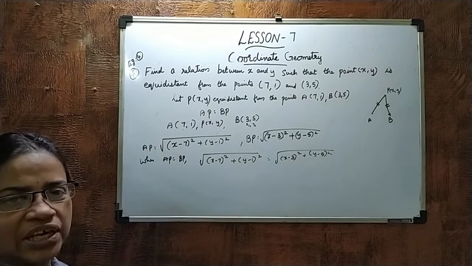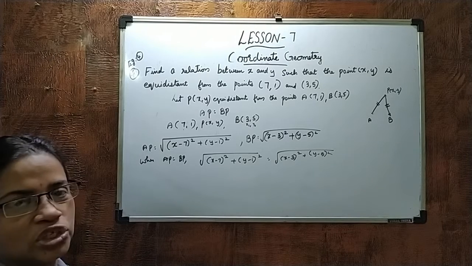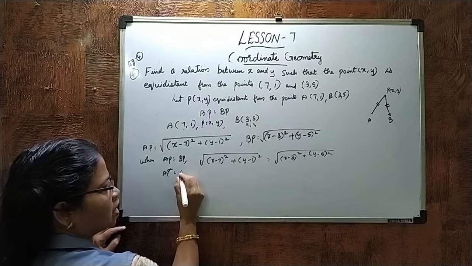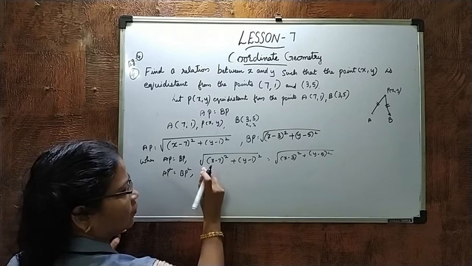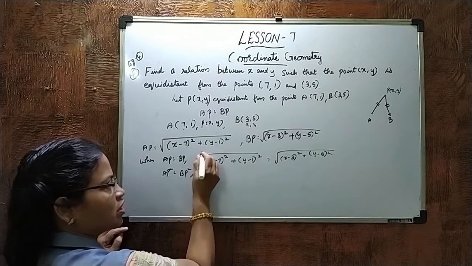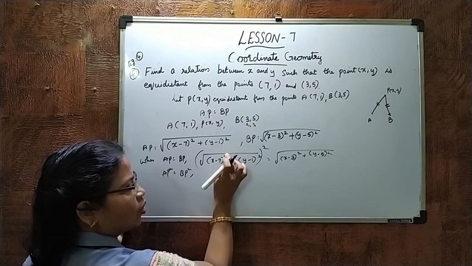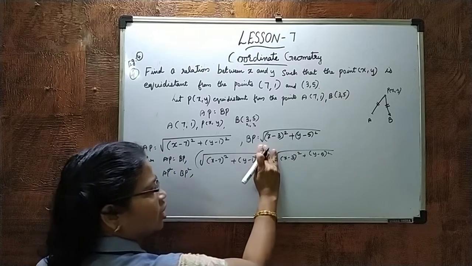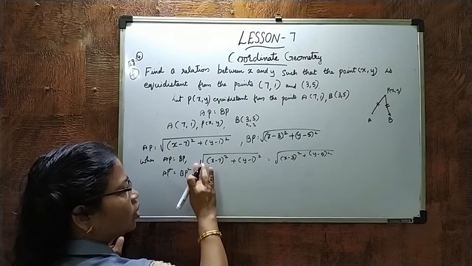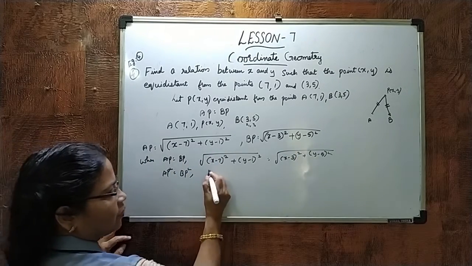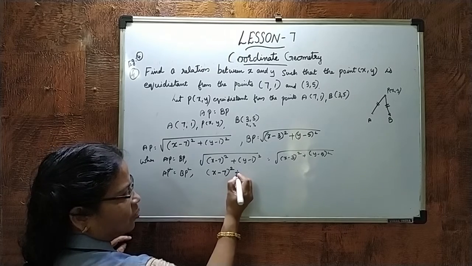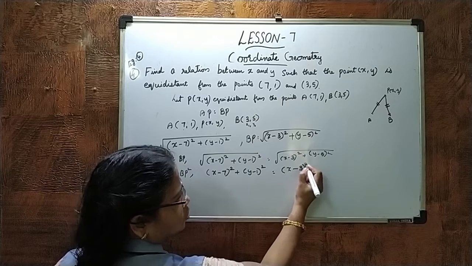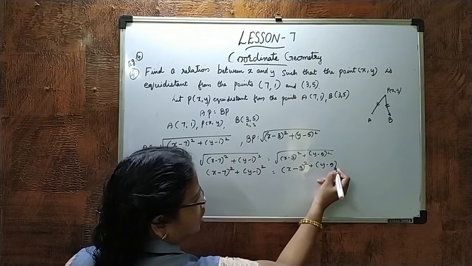Now, look, root is there, that we have to remove. How will you remove? When we square, the root will be removed. So, AP square equals BP square. We are removing the root by squaring. Here squaring means the root will go, and here also squaring means the root will go. Right? So, it will be (x minus 7) the whole square plus (y minus 1) the whole square equals (x minus 3) the whole square plus (y minus 5) the whole square.